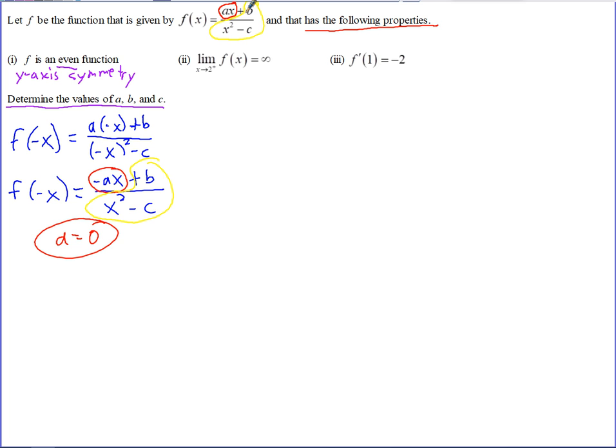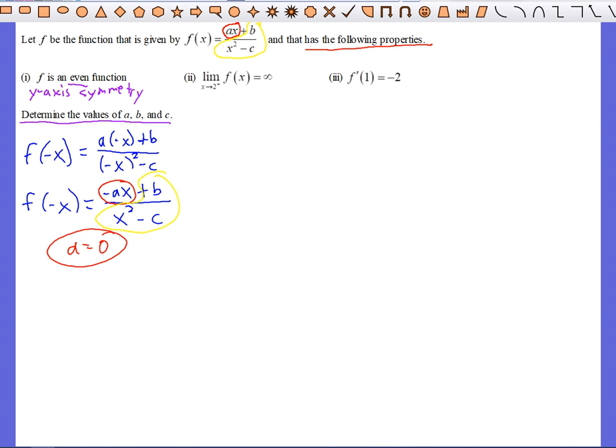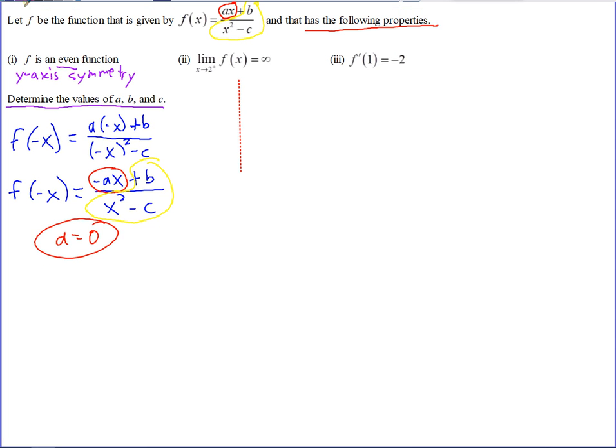All right, next let's take a look at the limit as x approaches 2 from the right is infinity. Well, if you have an infinite limit as x approaches a specific value, infinity or negative infinity, the only way that can happen graphically is if you have a vertical asymptote. So this is telling us we've got some vertical asymptote right at x equals 2, and from the right it's going up to infinity like that.